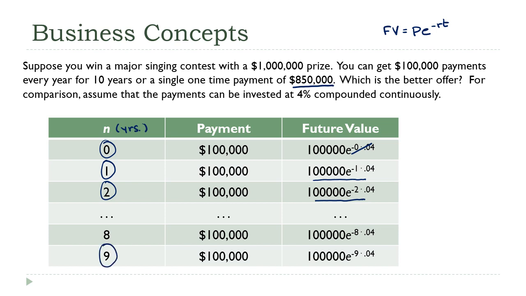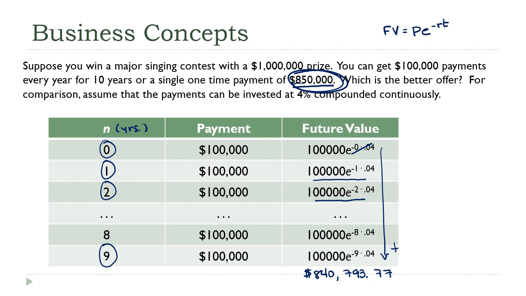So this is the 10th payment, which I would get at the beginning of year 9. Okay, so I have all these future values here, and you're welcome to get your calculator out and check my arithmetic. But if you do all of these calculations and add all of these up, the grand total is $840,793.77, which is less than the one-time lump sum payment.